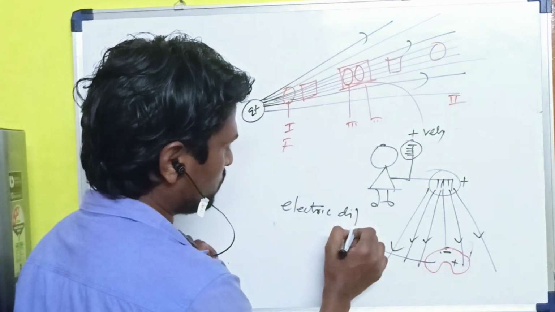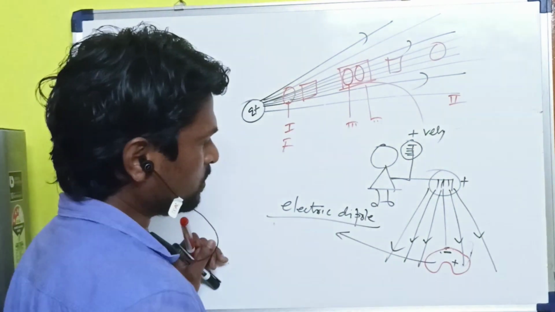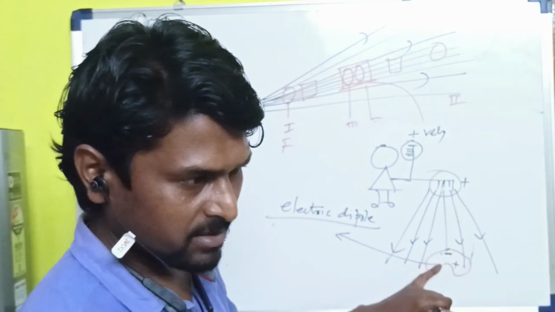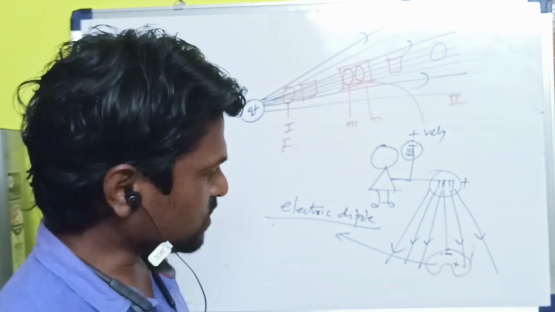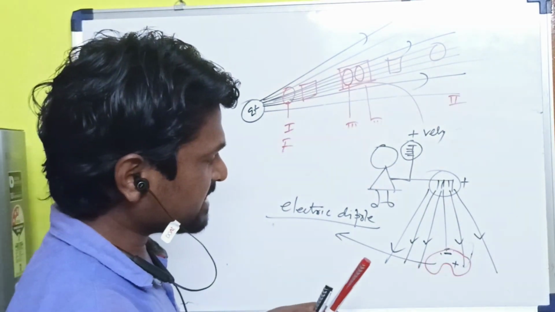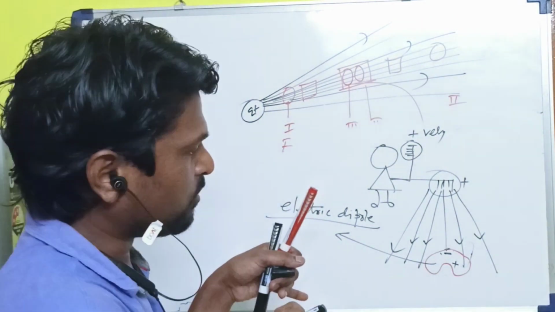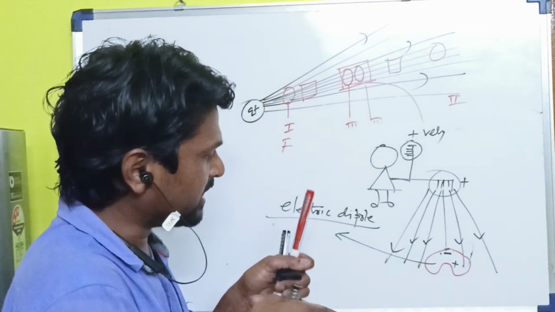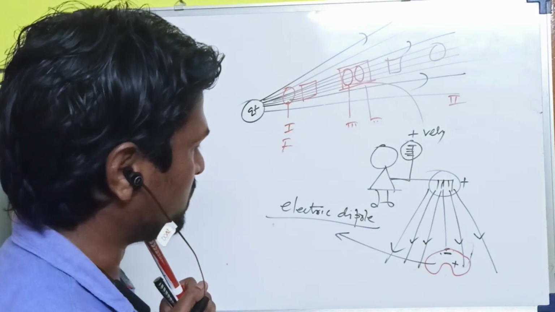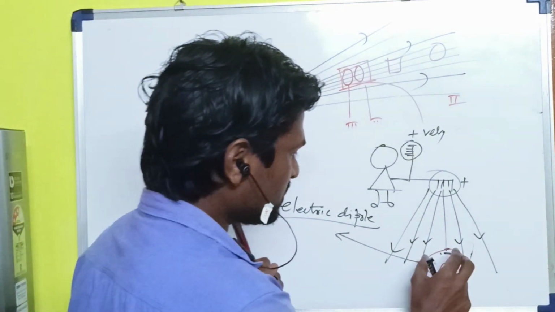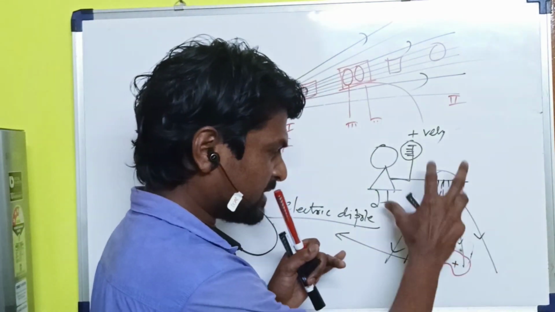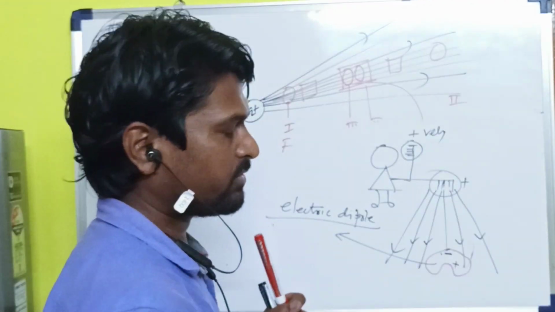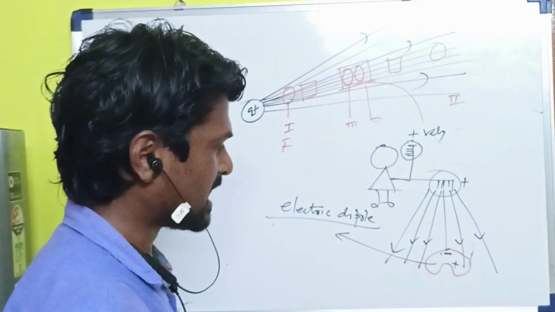So this is a dielectric, not a conductor. When a dielectric is placed within a non-uniform electric field, the positive and negative charges are separated and an electric dipole is produced. So this is an electric dipole placed within the non-uniform electric field. And what happens at that moment?